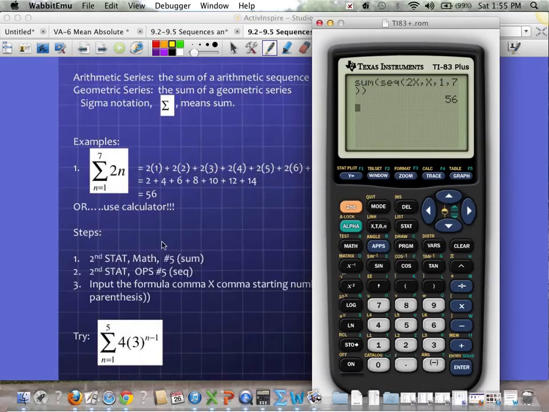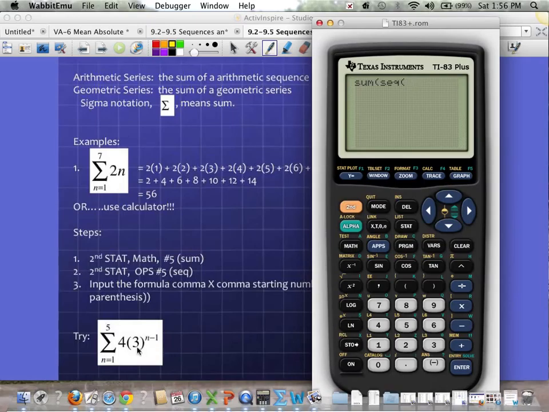So I would suggest that you get used to using this. Let's try it with this one right here. So I'm going to clear this out. All right, so it's second stat 5. Oops, go over to math first. 5. And then second stat ops 5. Okay, now you're ready to put stuff in.